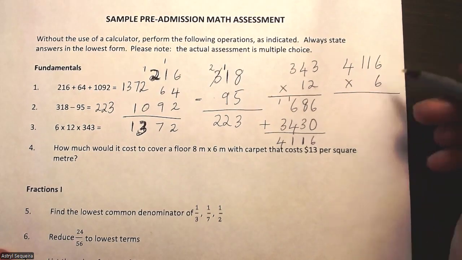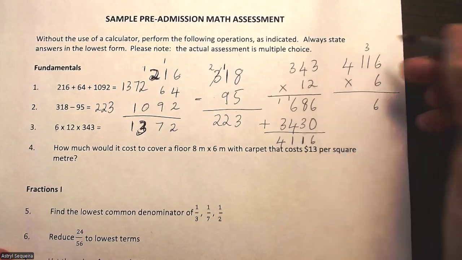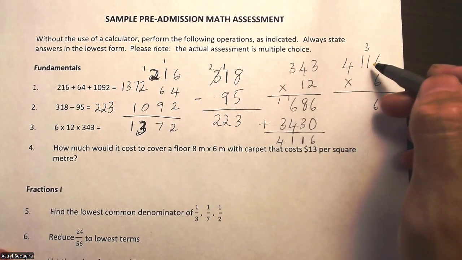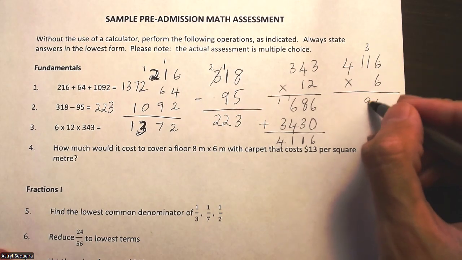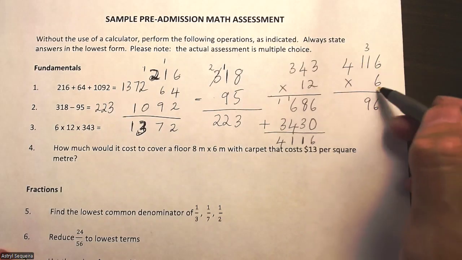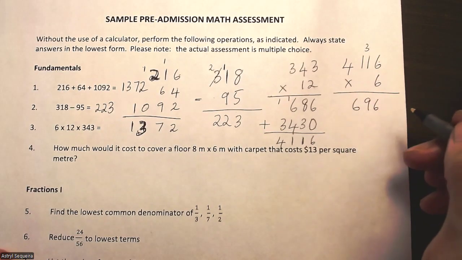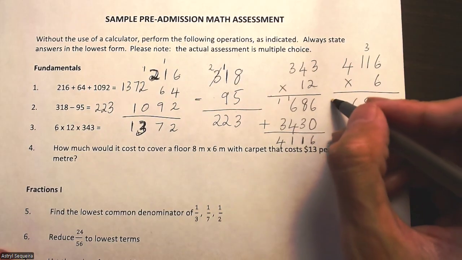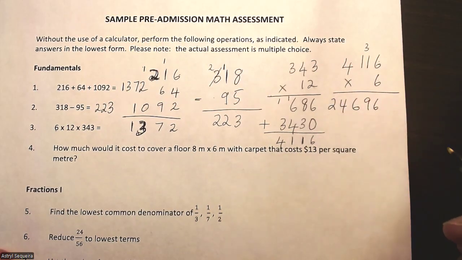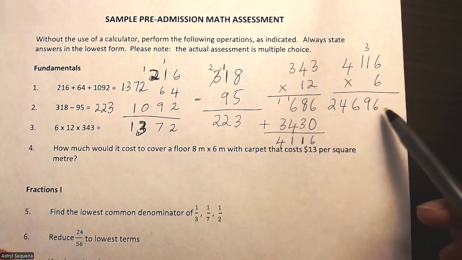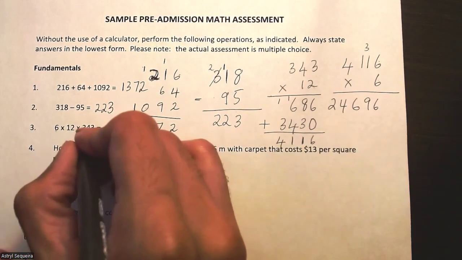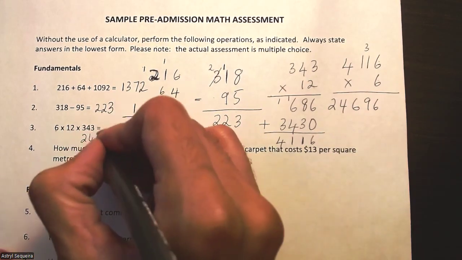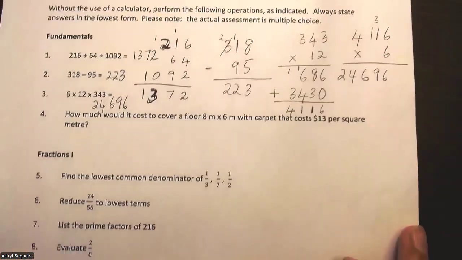So let's do this. 6 times 6 is just 36. Carry on 3. 1 times 6 is 6, plus 3 is 9. 1 times 6 is 6, and 4 times 6 is 24. So my final solution to this question is 24696.